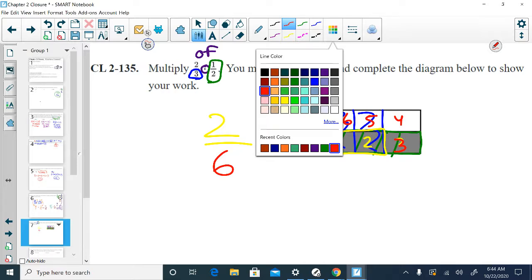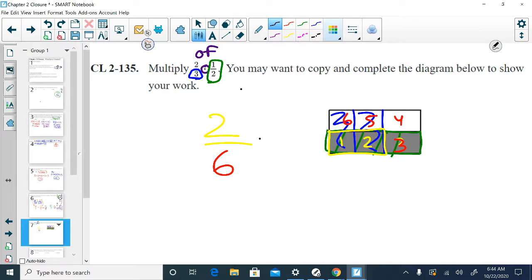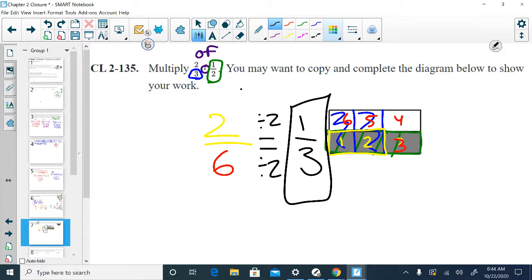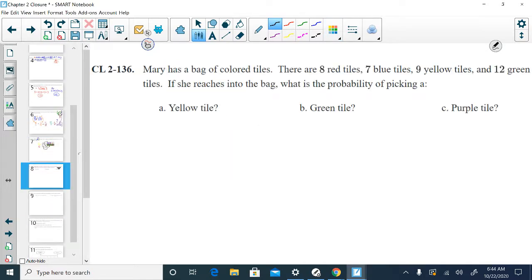Are we finished? Is my problem complete? Or can I simplify this 2/6? Well, 2 divided by 2, 6 divided by 2 would give us 1/3. So this here would be our simplified version of what we see here in this diagram. All right, nice job. Moving on to the next one.